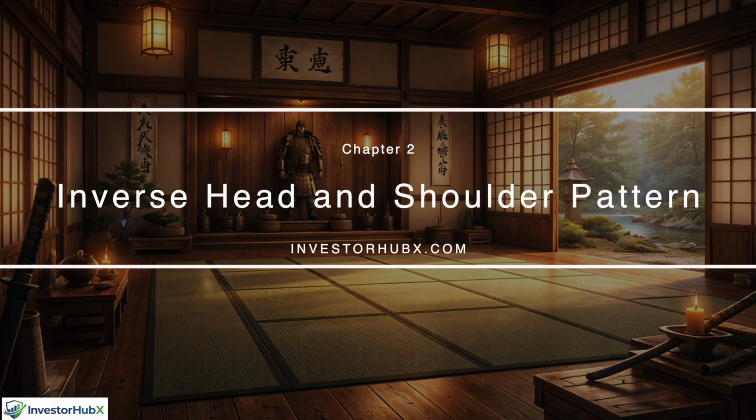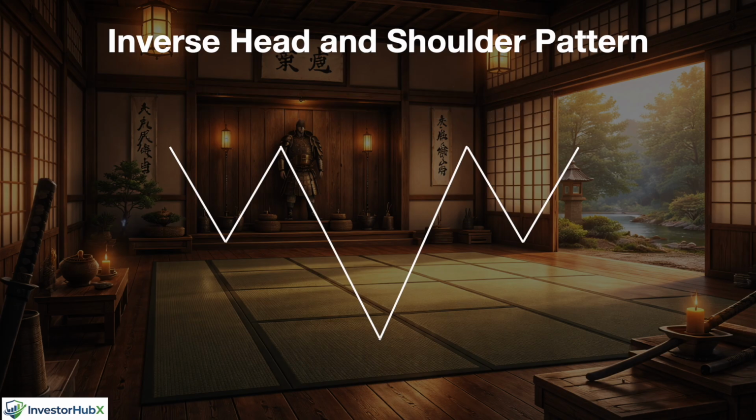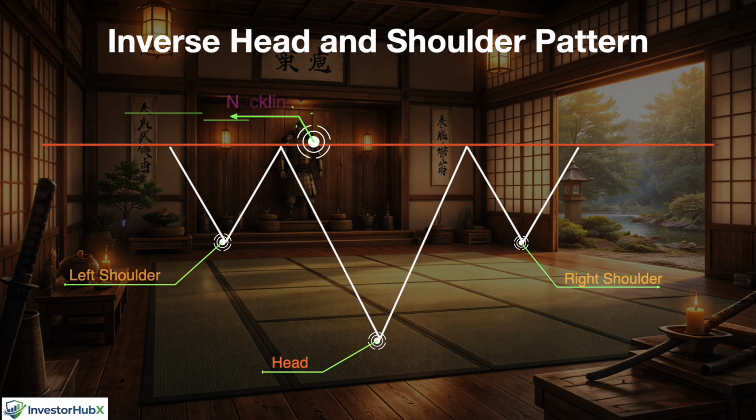While the head and shoulders pattern signals a potential bearish reversal, the inverse head and shoulders pattern tells the opposite story. It often marks the end of a downtrend and the beginning of a new uptrend. This is the inverse head and shoulders pattern. On the left, we have the left shoulder. At the bottom, we have the head, which forms the lowest point of the pattern. On the right, we have the right shoulder, which is usually higher than the head. Connecting the two swing highs forms what we call the neckline. A break above the neckline completes the pattern and signals a potential trend reversal to the upside.